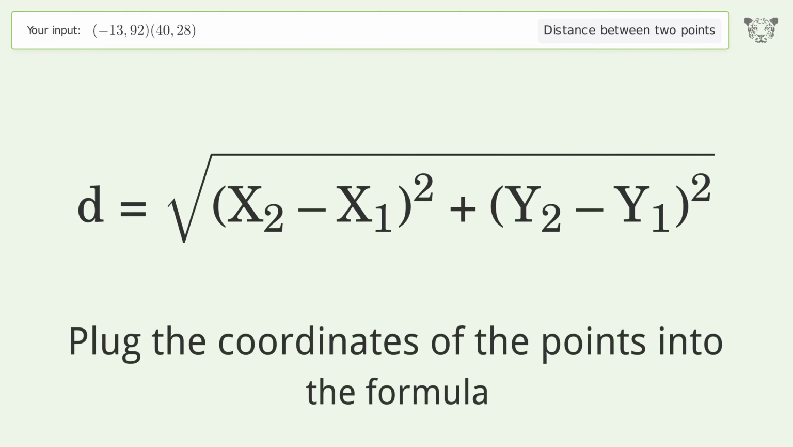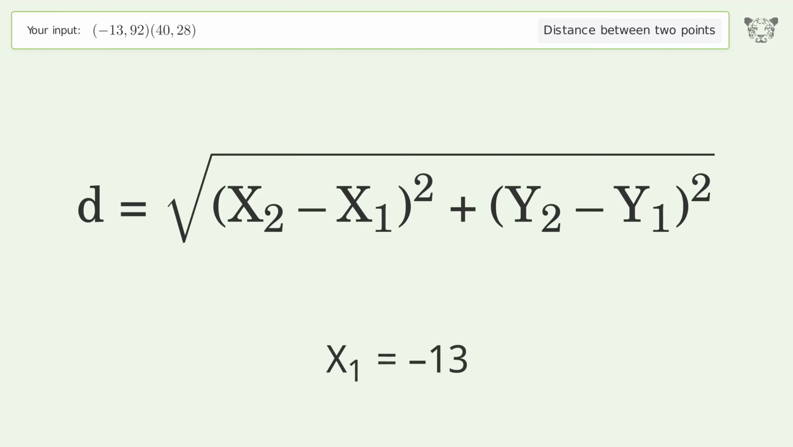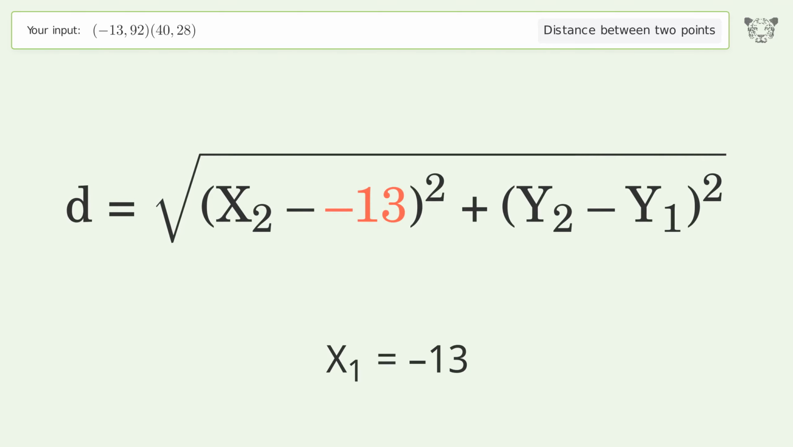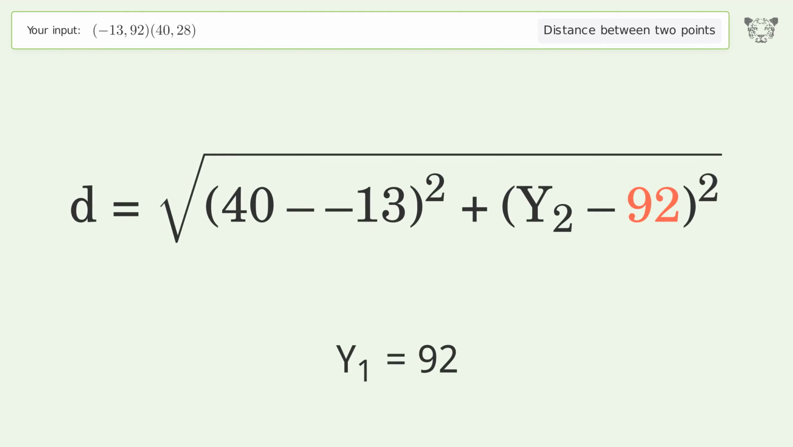Plug the coordinates of the points into the formula. x1 equals -13. x2 equals 40. y1 equals 92. y2 equals 28.